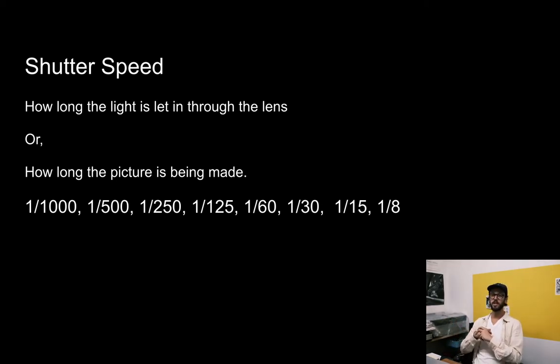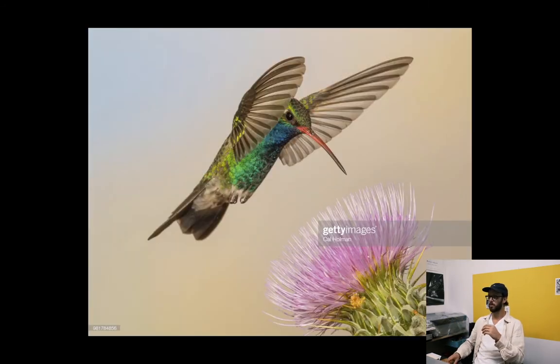So shutter speed is how long the aperture is actually open for. It's how long the light's being let in, and it's pretty straightforward. So we have really fast shutter speeds, like 1/6000th of a second, where it's just the blink of an eye, and that's how you would end up taking a photograph of a hummingbird if you don't just want to steal it off of Getty Images. Thank you, Cal Holman, for your photograph.